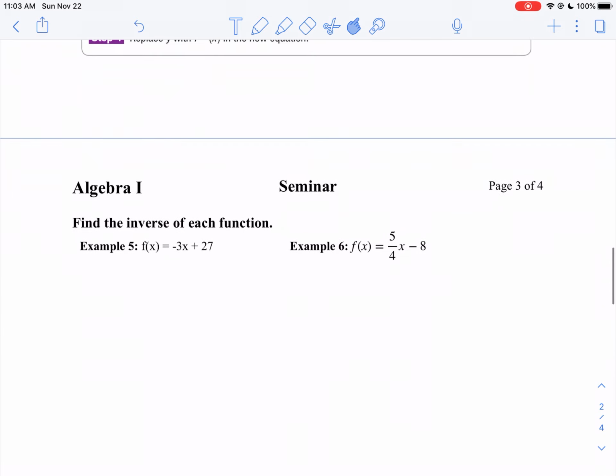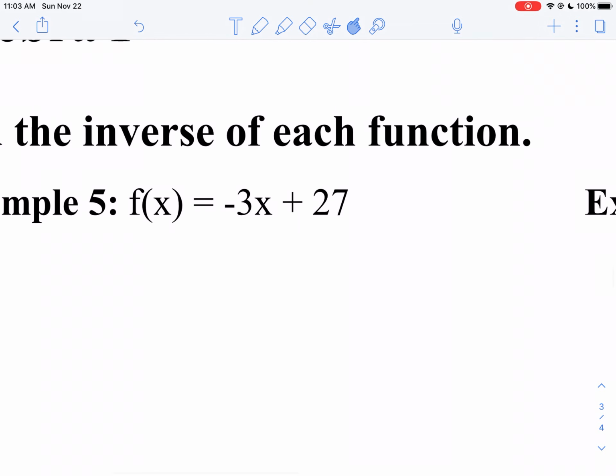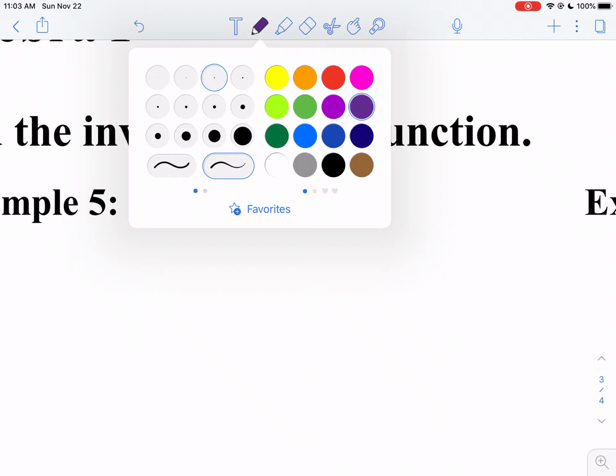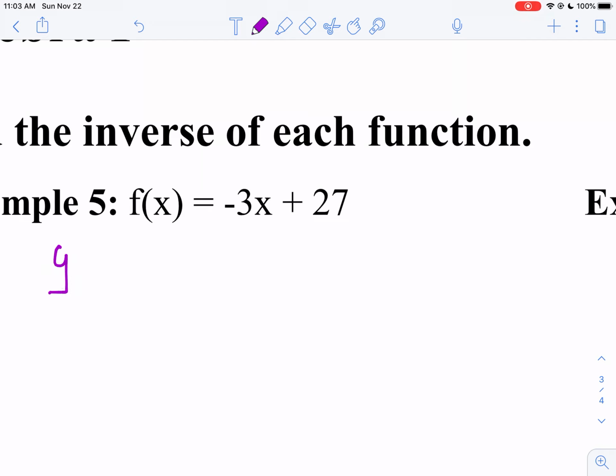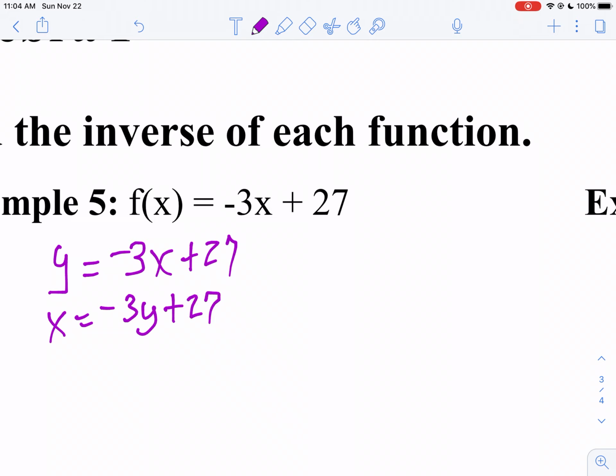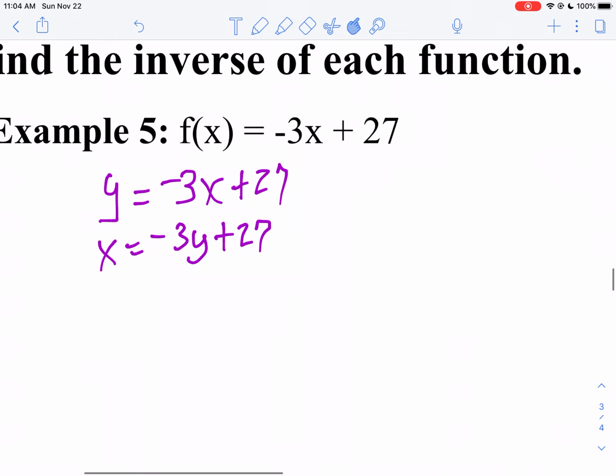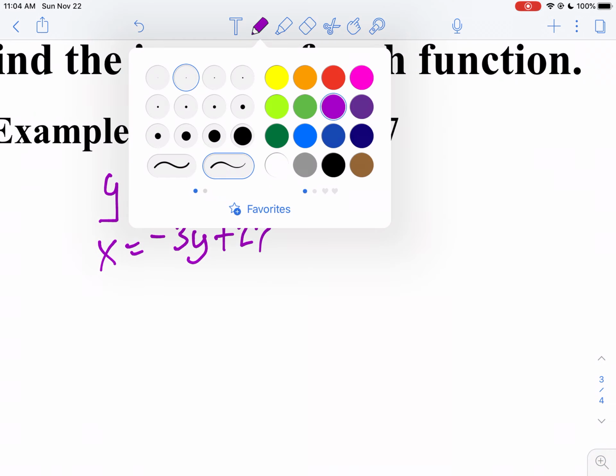So if we take a look at example 5 here, let's follow our steps of what we're going to do here. First thing I'm going to do, I'm going to replace f of x with y. So we're going to say y equals negative 3x plus 27. And then we flip the x's and y's around. So then we're going to say x equals negative 3y plus 27. And then let's solve for y. So I'm going to get y by itself. So we're going to subtract 27 from both sides.